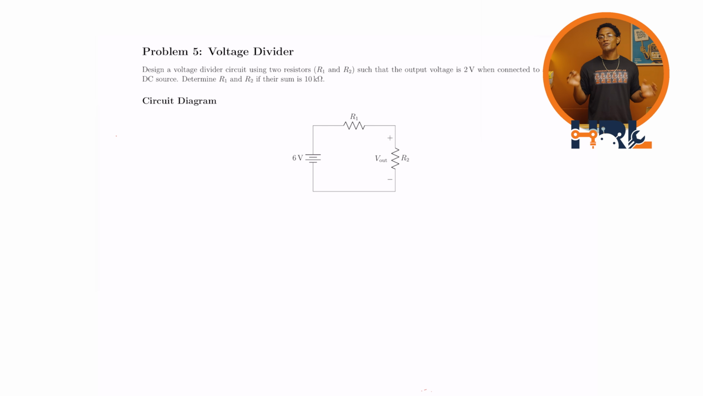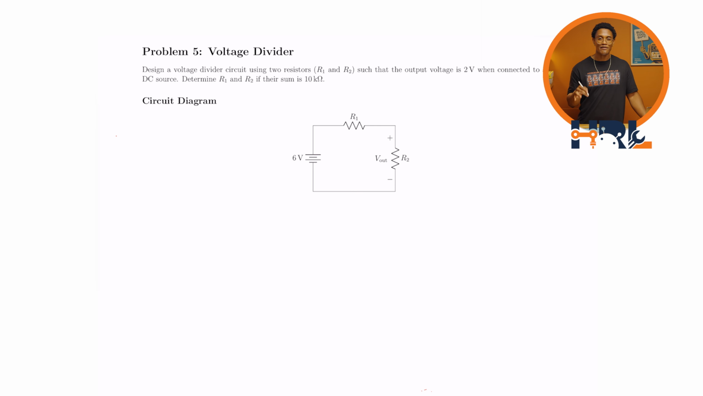Cool, so now we're going to design a voltage divider. The problem says, design a voltage divider circuit using two resistors R1 and R2 such that the output voltage is 2 volts when connected to a 6 volt DC source. Determine R1 and R2 if their sum is 10 kiloohms.